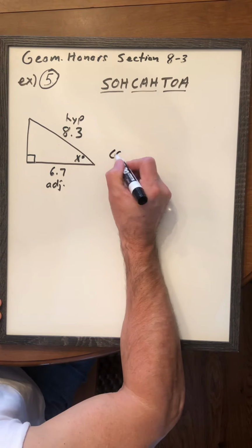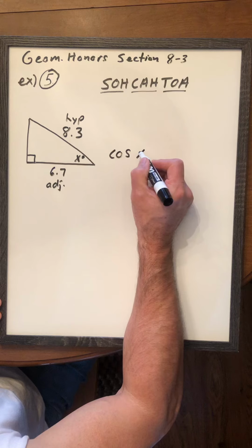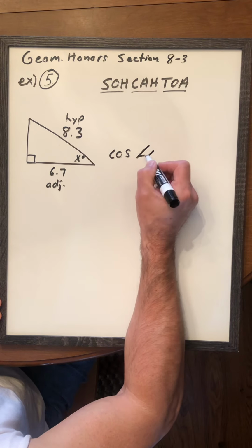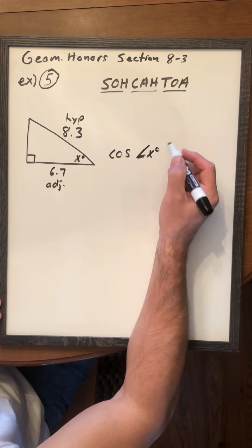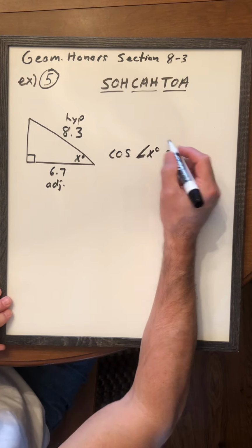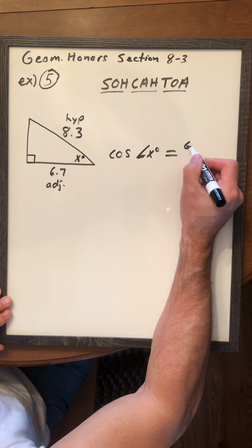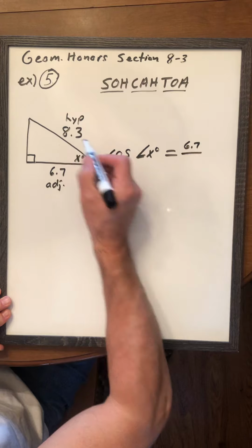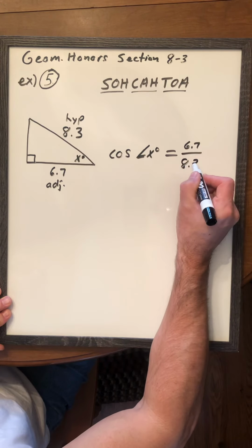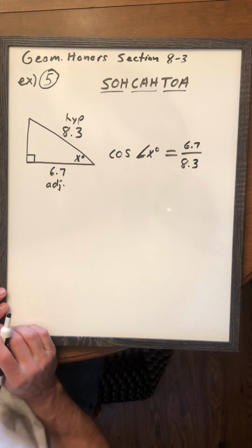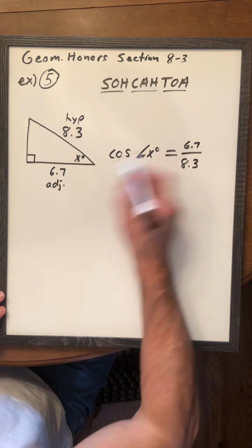And so the cosine of my angle X is going to equal then the adjacent, which is 6.7, over the hypotenuse, which is 8.3. Now, there's my setup.